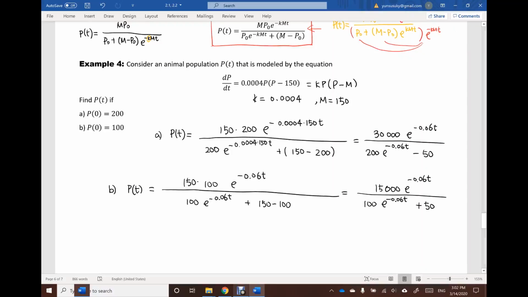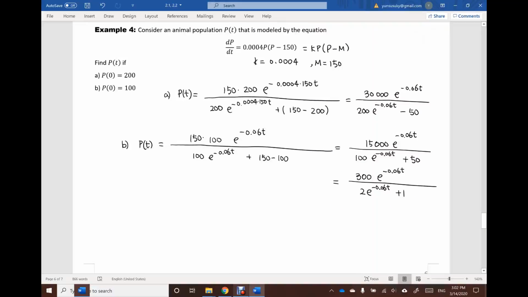Okay, so we can simplify it. We can divide it by 50 on numerator and denominator. Then we have 300 e to the minus 0.06t, and then we have 2 e to the minus 0.06t plus 1. Okay.